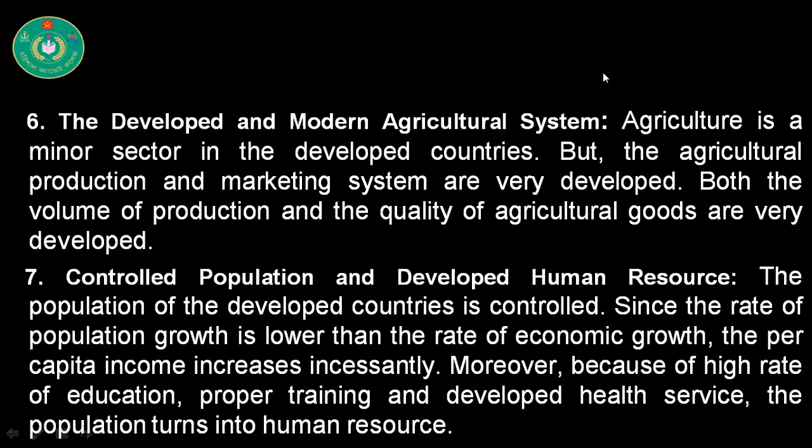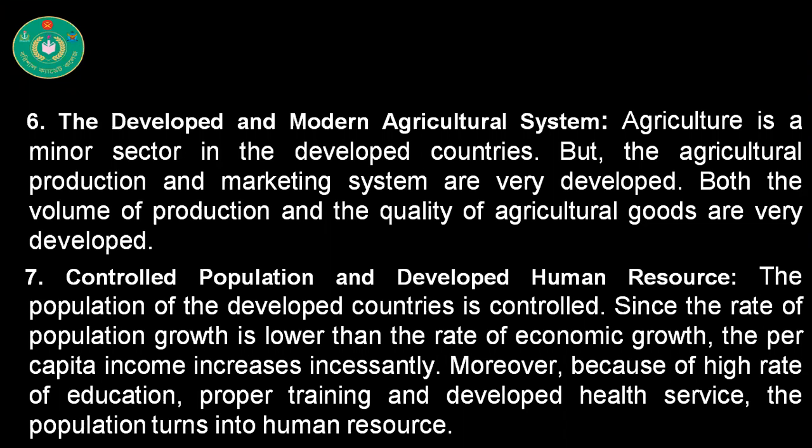Number 6, the developed and modern agricultural system. Agriculture is a minor sector in the developed countries, but the agricultural production and marketing system are very developed. Both the volume of production and the quality of agricultural goods are very developed.